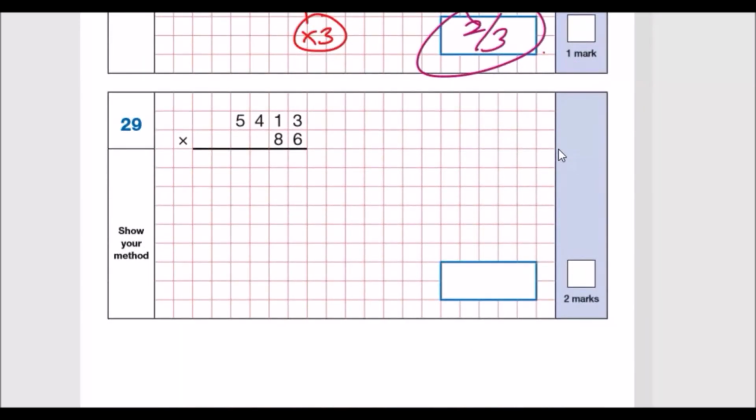Oh, this is a big one. Another long multiplication. Well, let's have a look. So you go 5,413 times 86, and we've got to show our method.